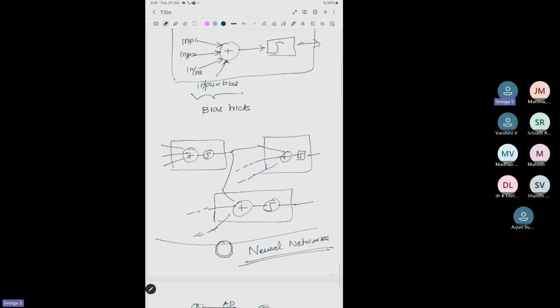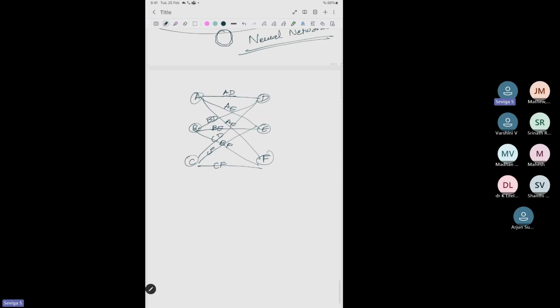So hereafter, in the next class, we will not be drawing the detailed version. If I want to represent a neuron, I'll be representing it like this, and the connections will be represented like this. Is it clear? Any doubts?